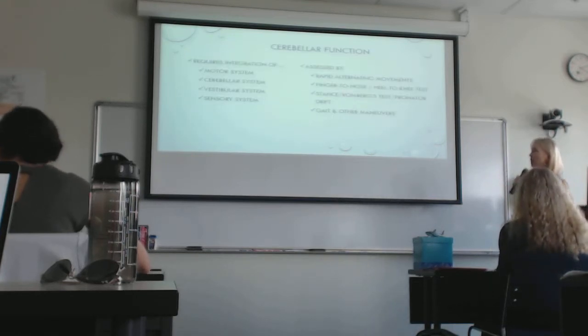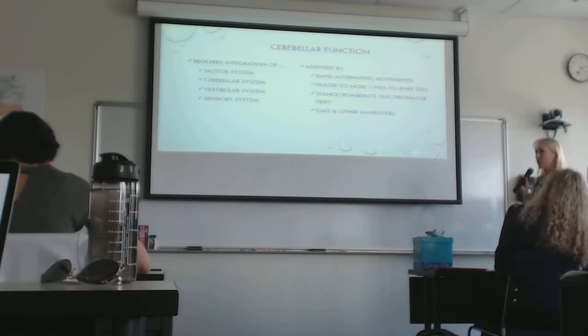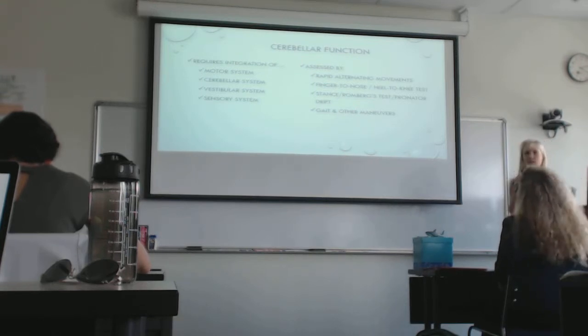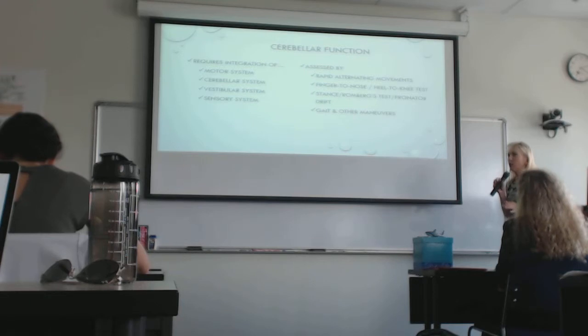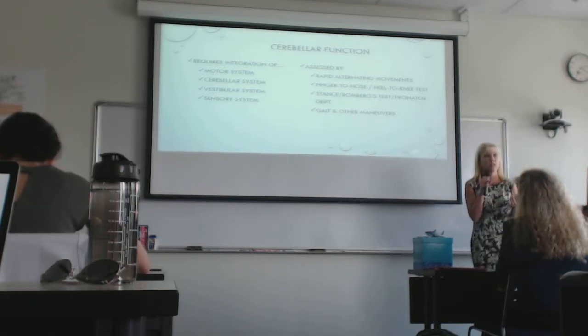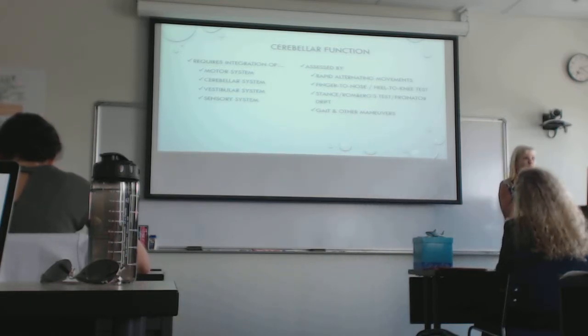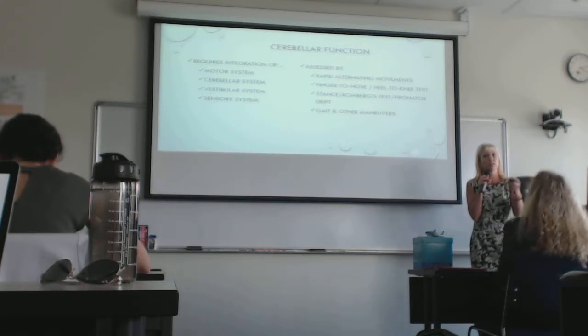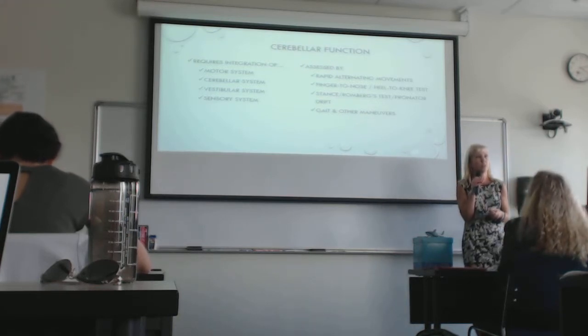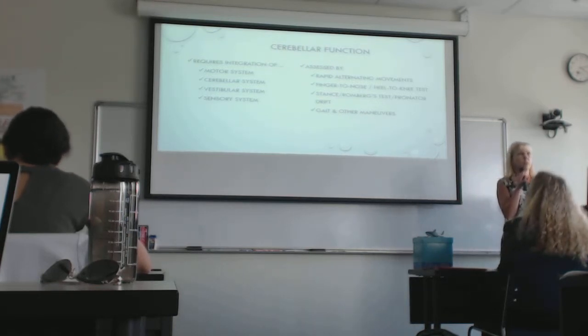So we talk about cerebellar function. Again, we're looking at the motor, cerebellum, and vestibular sensory systems. Everything has to integrate for that most posterior aspect of our brain to be functioning properly. We're going to do rapid alternating movements and heel to toe. Here we're assessing a little bit more of our gait because we're looking at balance and coordination. We've already assessed proprioception within our joints, so we know whether we might have a little bit of a problem there.